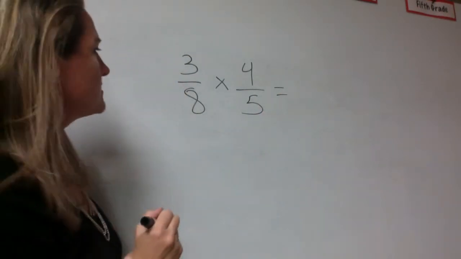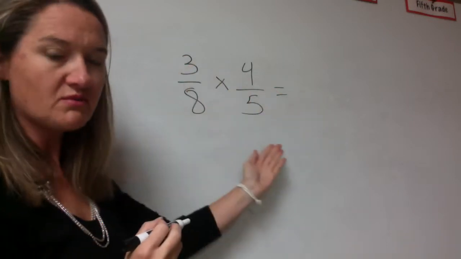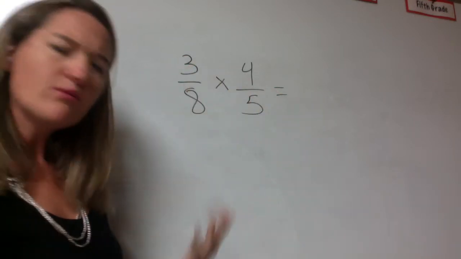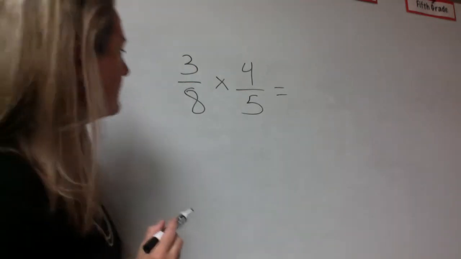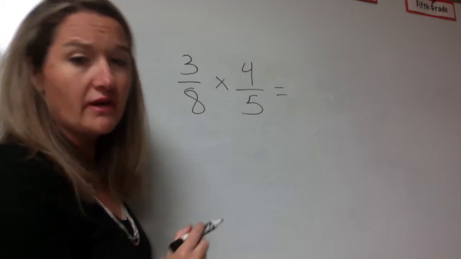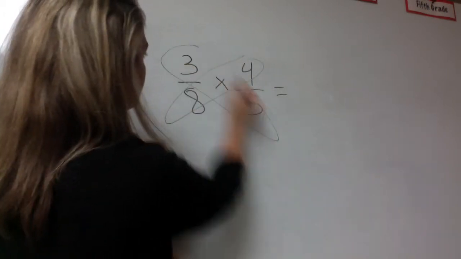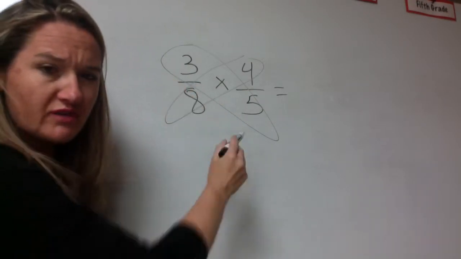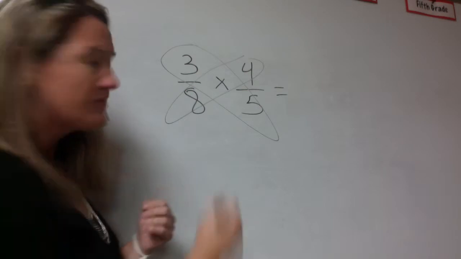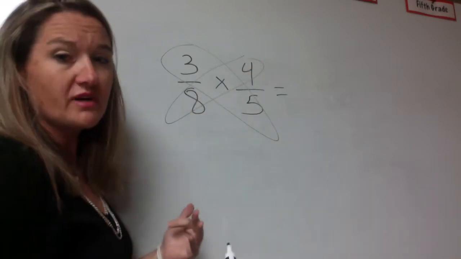Normally, just 3 times 4, 12, 8 times 5, 40. 12/40. And we know once we get that number, we're going to have some simplification to do after that. But before I even multiply, I'm going to simplify ahead of time. What we do is make a crisscross. 3 and 5, do they have any factors in common? No. 4 and 8, do they? Yeah, they both have 4.